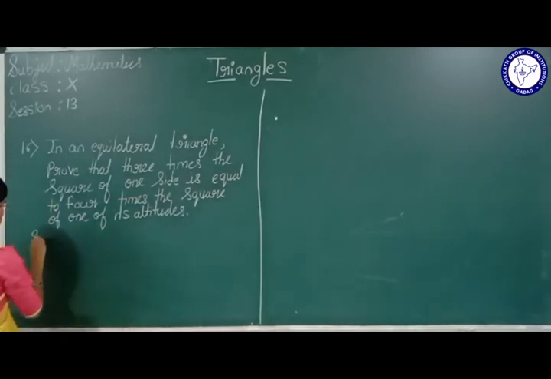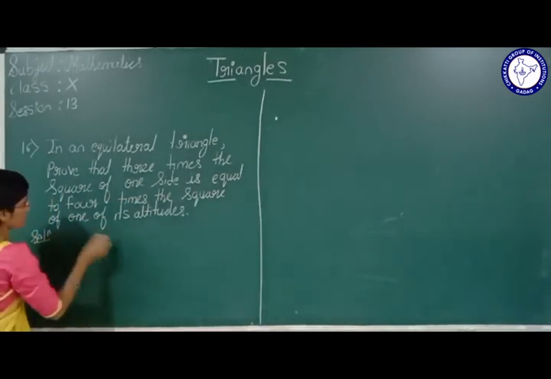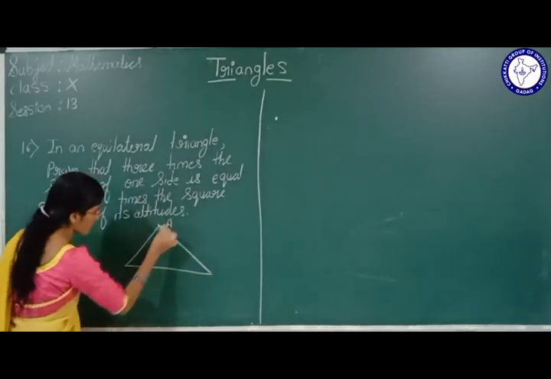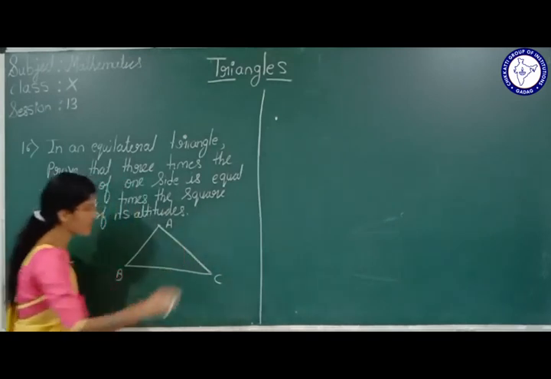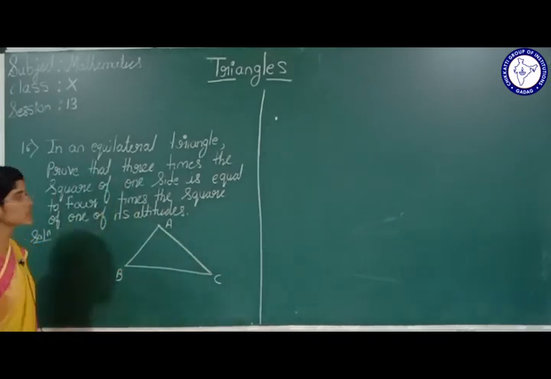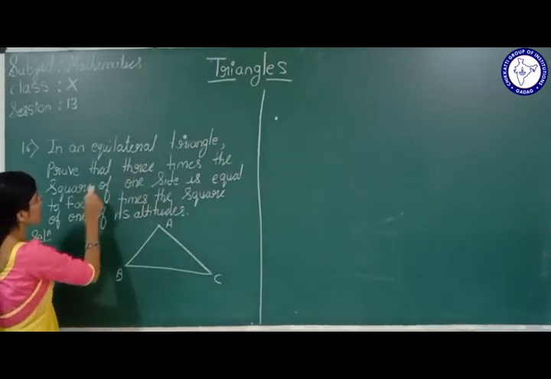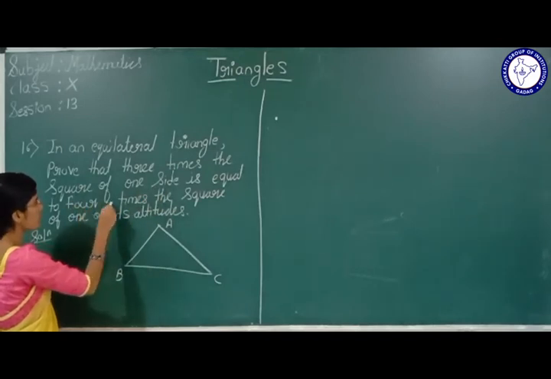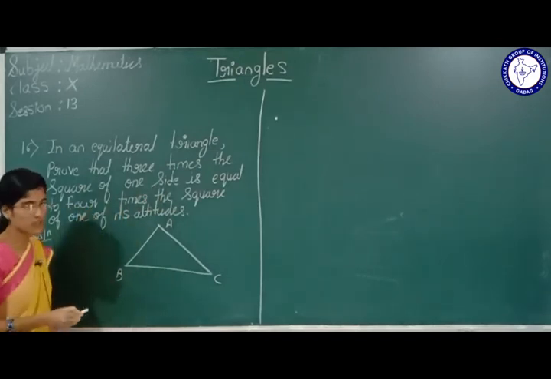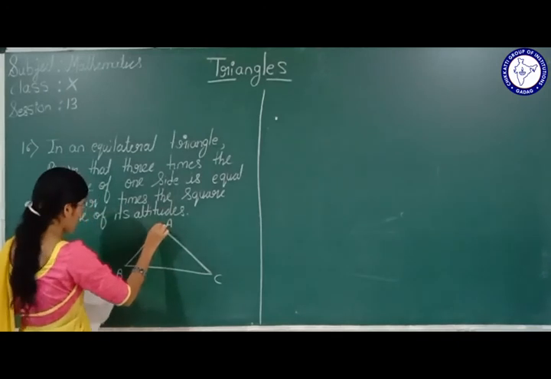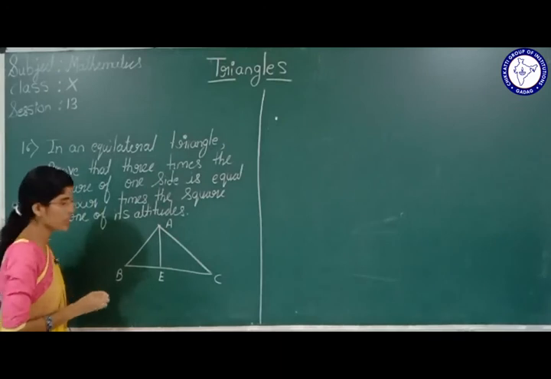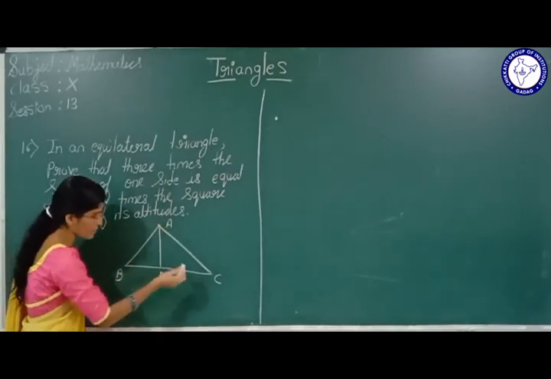Suppose triangle ABC is an equilateral triangle. Equilateral triangle means all sides are equal in a triangle. Prove that 3 times the square of one side is equal to 4 times the square of one of its altitude. I will draw AE. AE is the altitude. Draw AE perpendicular to BC.